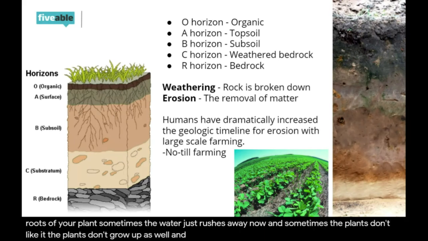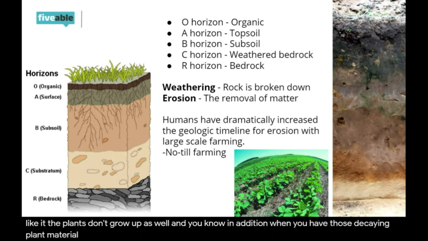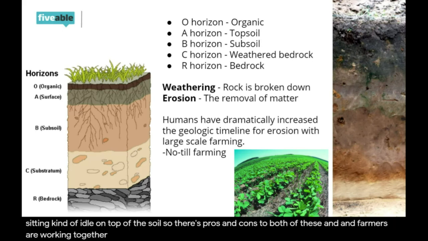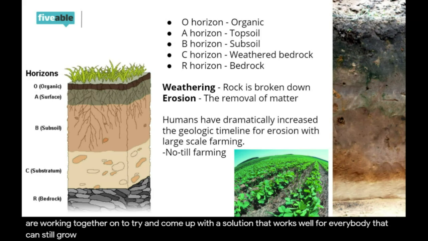And, in addition, when you have that decaying plant matter on top, it's not in the soil, so those nutrients are not incorporated into the soil. It's just sitting kind of idle on top of the soil. So there are pros and cons to both of these. And that's something scientists and farmers are working on together, to try and come up with a solution that works well for everybody, that can still grow lots of food and support people and farmers, and is going to be sustainable.